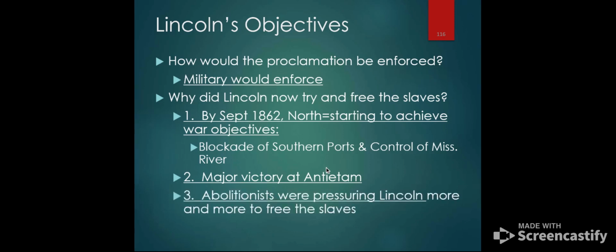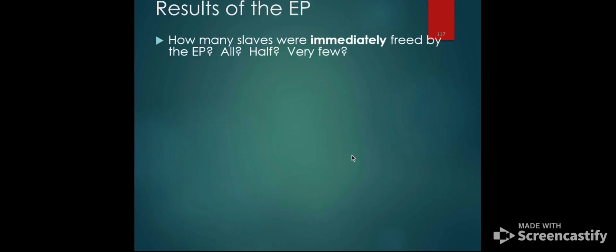And then finally, abolitionists were pressuring Lincoln. They were calling him up and saying, Lincoln, look, you're an abolitionist. We voted for you. You have to do something about this. Okay, so once he issues it, how many slaves were immediately freed by the Emancipation? All of them? Half of them? Very few? The answer is very few.